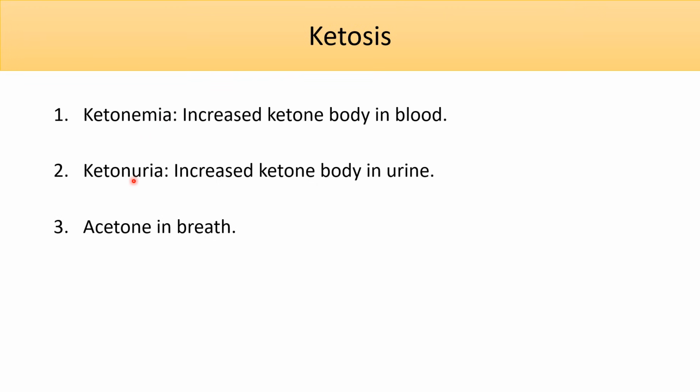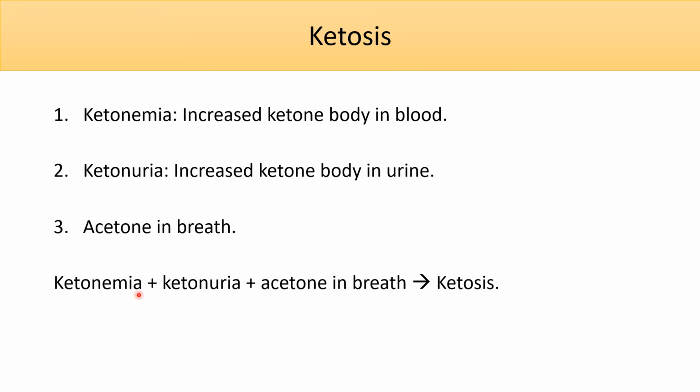Ketonemia, ketonuria with acetone in the breath, all these 3 together is called as ketosis. Okay, ketonemia, increased blood level of ketone body; ketonuria, increased urinary ketone body; and fruity breath, all together is called as ketosis. Okay, so I told you in various abnormal conditions, ketone body production will be increased.